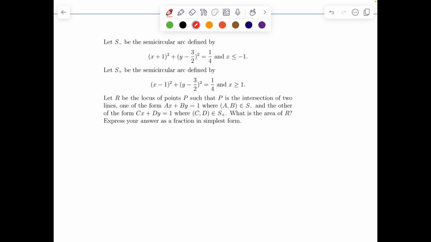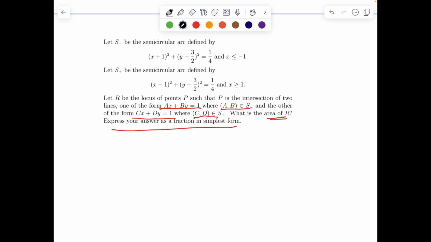Let S minus be the semicircular arc defined by the first equation, and S plus the semicircular arc defined by the second equation. R is the locus of all points P such that P is the intersection of two lines, one of the form Ax plus By equals 1, where (A, B) belongs to S minus, and the other of the form Cx plus Dy equals 1, where (C, D) belongs to S plus. What is the area of region R? Express your answer as a fraction in simplest form.